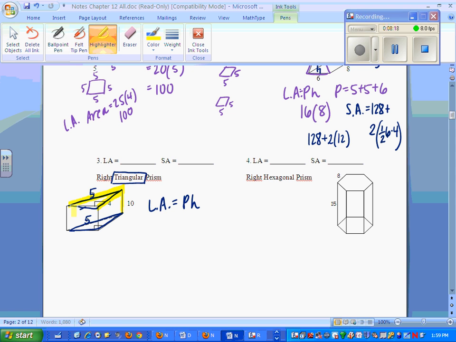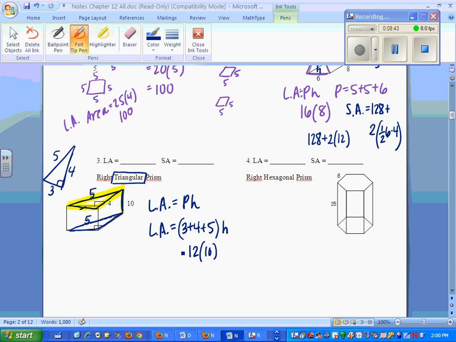Alright, so I do want to find the perimeter and the height. Perimeter of the base. Again I have a right triangle. This part's 5, this leg is 4, so the bottom has to be 3, a 3, 4, 5 triangle. Perimeter is 3 plus 4 plus 5, which is 12, times the height, and the height in this case is 10. So my lateral area is 120.